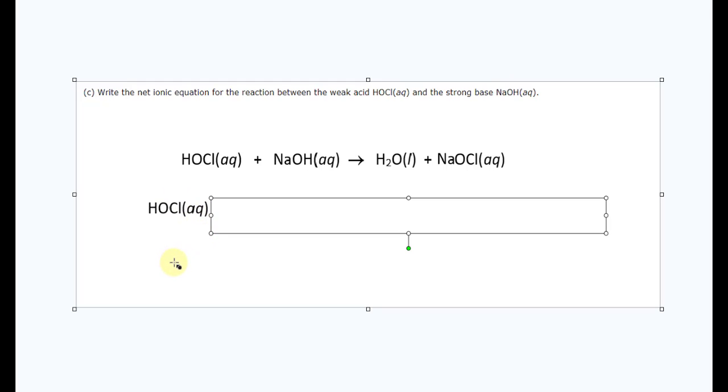If it was a strong acid, yes. However, this is a weak acid, and it stays together most of the time, so you write it that way. You write it as a molecular substance. Then we have our sodium hydroxide. This is where things start falling apart.